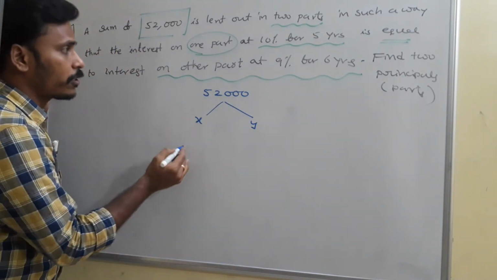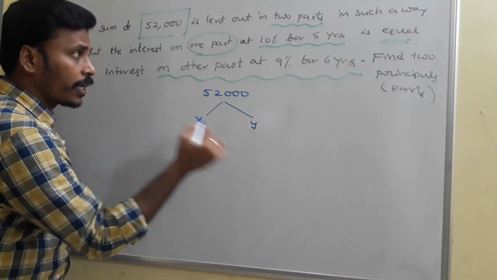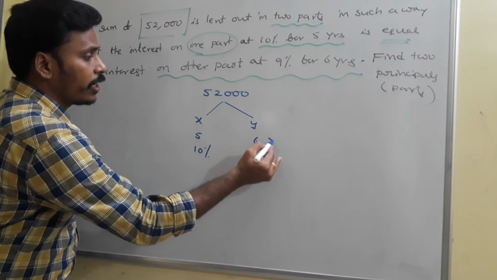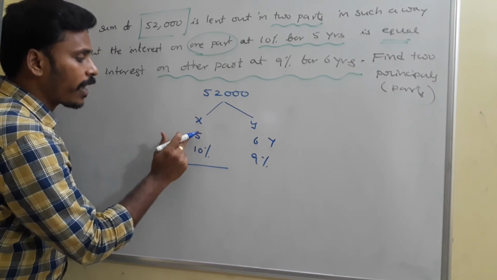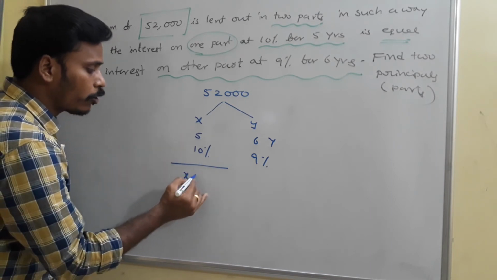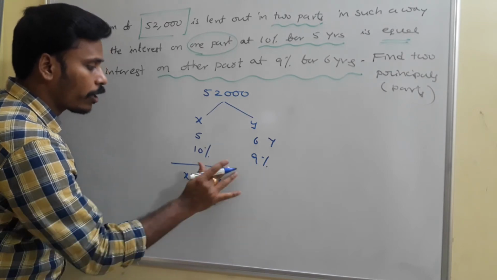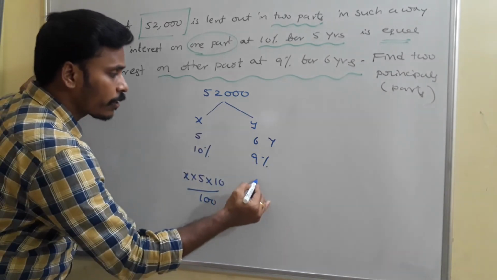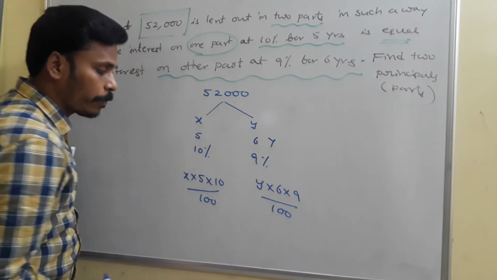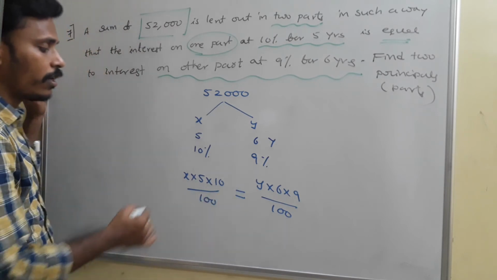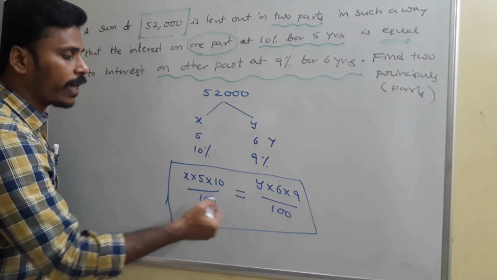In the first case, time is 5 years and rate of interest is 10%. In the second case, time is 6 years and rate of interest is 9%. The interest amount is PTR by 100. So x into 5 into 10 by 100 is the interest in the first case, and y into 6 into 9 by 100 in the second case. As per the problem, these two interest amounts are equal, and you need to identify this line from the problem.